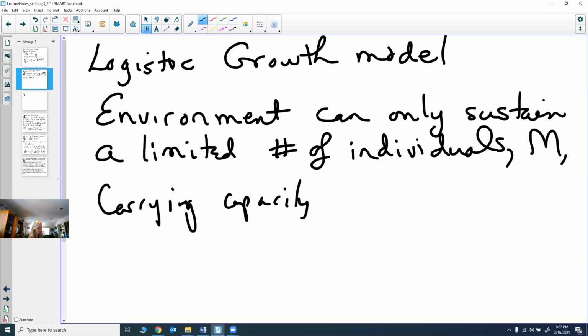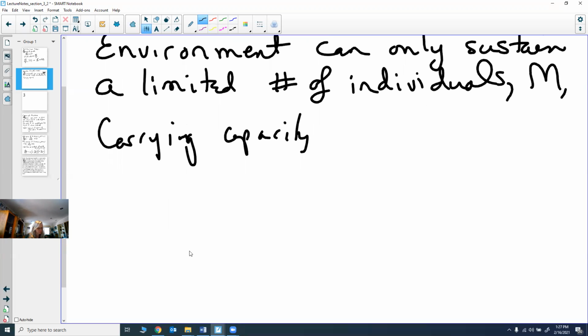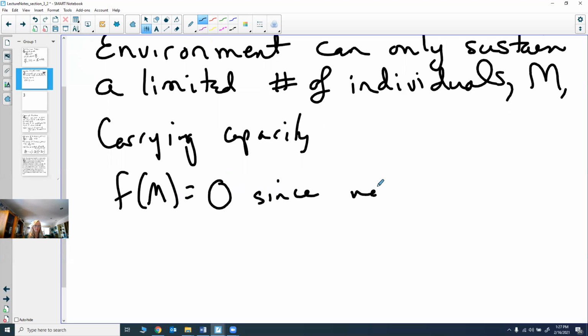So let's look at a function. Let's say that at this carrying capacity, therefore, f of your carrying capacity, M, is equal to 0 because there's going to be no growth. So once you hit that carrying capacity, if the size of your population is the carrying capacity, you're not going to grow at all. So there's no growth there.